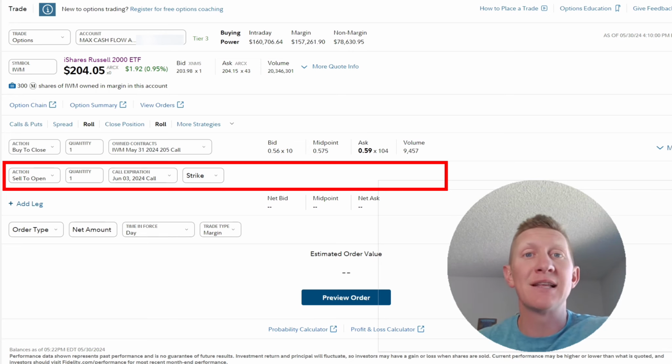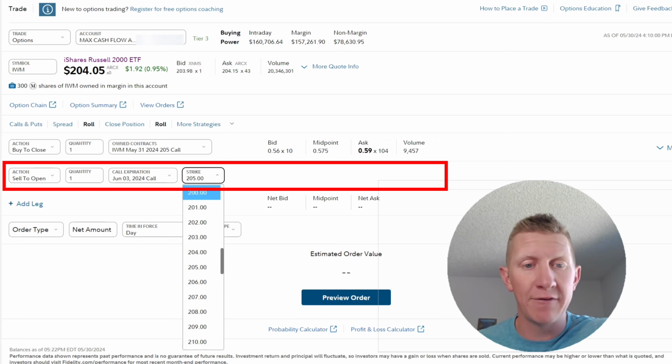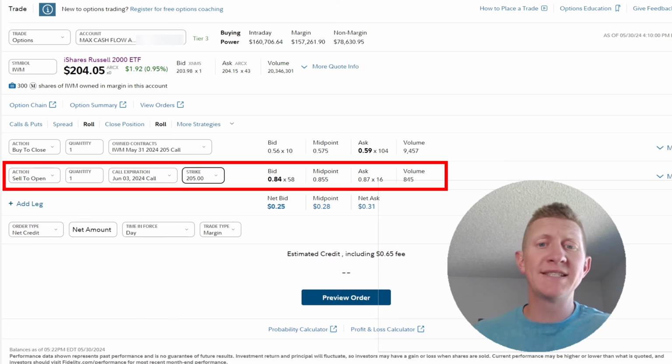Okay. Now you still have to select your strike price. You could decide to keep the exact same strike price and go 205. Let's take a look at that. Here's what it's telling us.